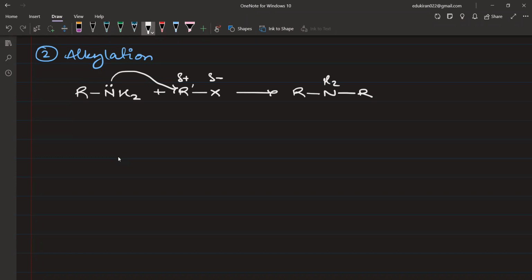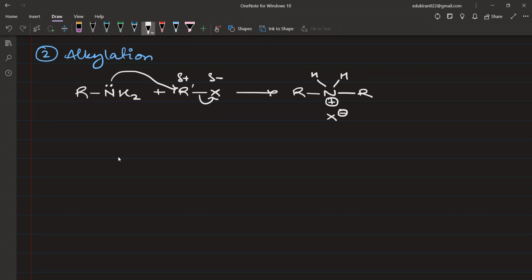Now it is going to attach with R, and as soon as it attacks on R, this will leave here. Nitrogen will get a positive charge and this will be neutralized by X negative. आपको देखा नाइट्रोजन के पास कितने बॉन्ड हो गए? This already had 2 hydrogens, है ना? वो हाइड्रोजन यहीं पे, and then you get X negative.